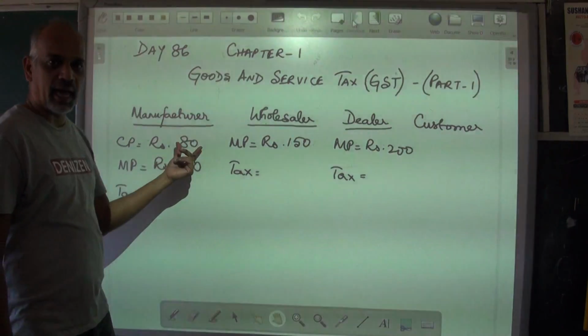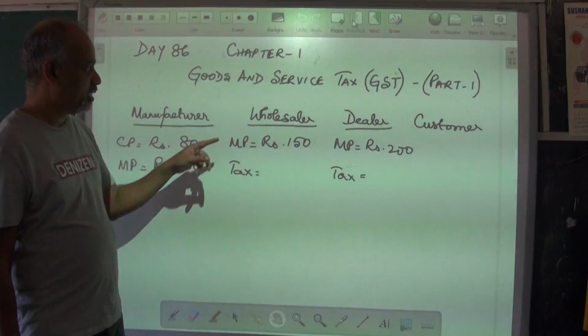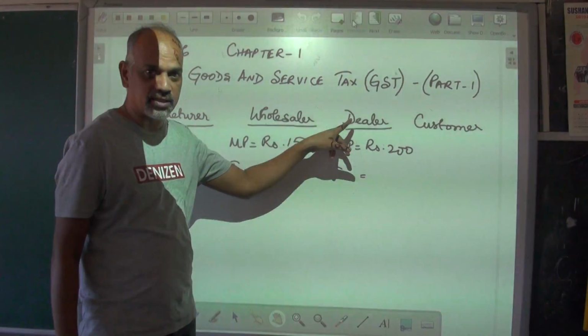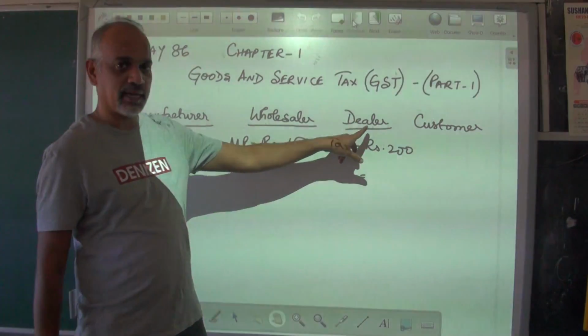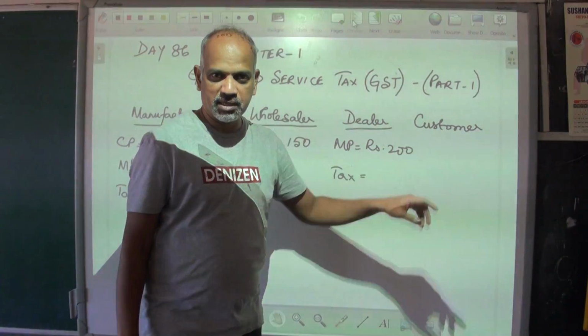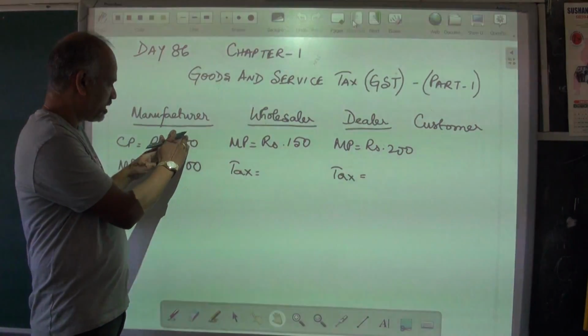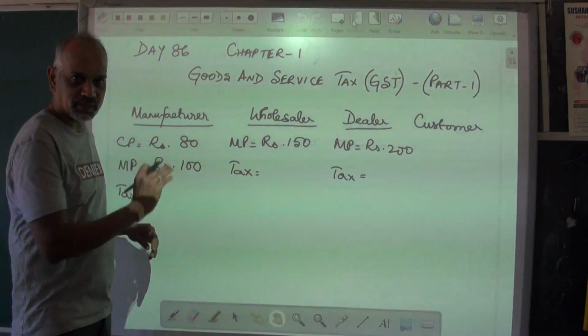Okay. And he wants to sell it to a wholesaler. Now the wholesaler in turn sells it to a dealer, and the dealer finally sells it to a customer. Okay. So it was made by the manufacturer and it was made for 80 rupees.